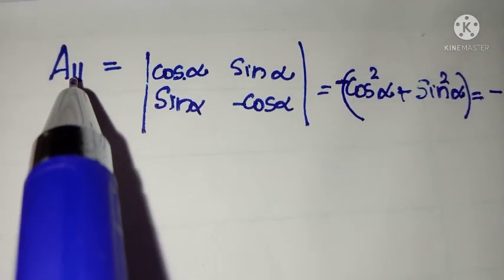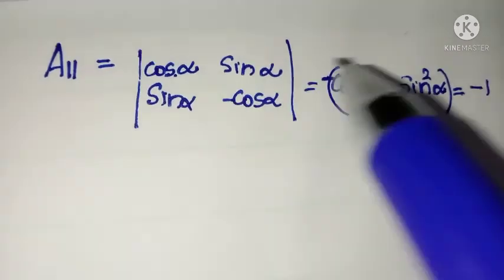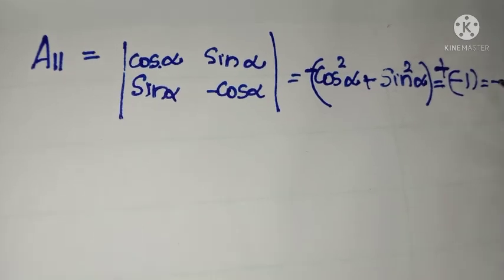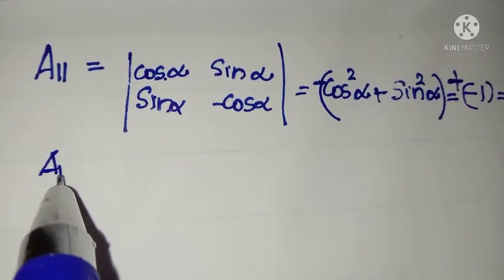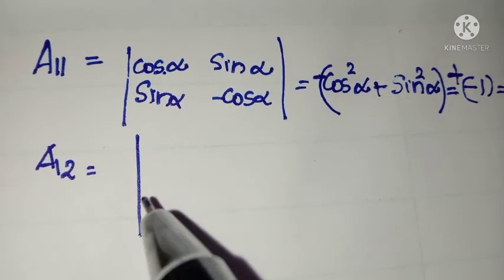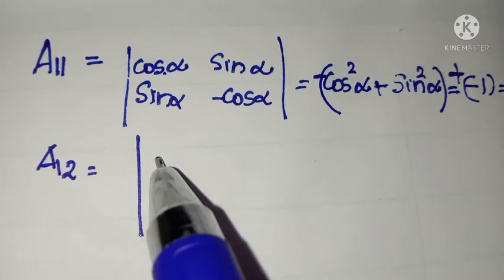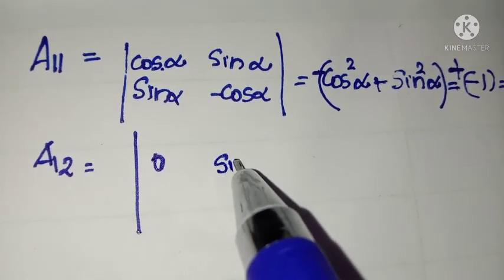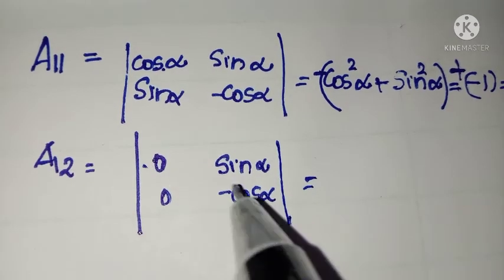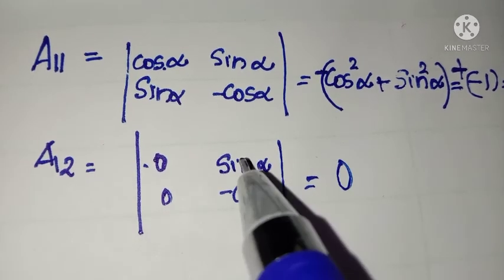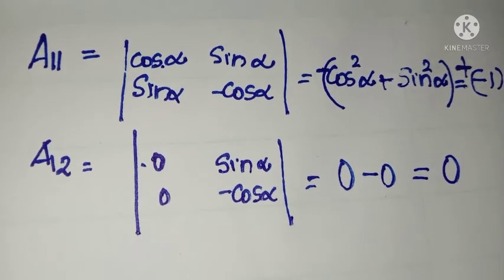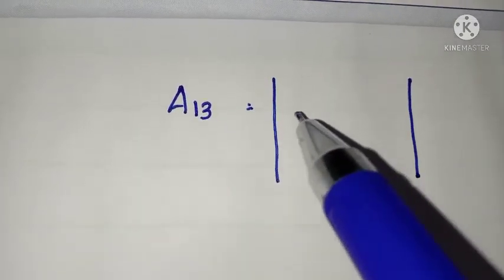Here the suffix is 1, 1. 1 plus 1 is 2. 2 is even, so give positive. Positive of -1 gives -1. Now A12. Deleting the first row and second column, we get the determinant [0, sin alpha; 0, -cos alpha]. 0 into -cos alpha is 0, minus 0 into sin alpha is 0. So A12 is 0.